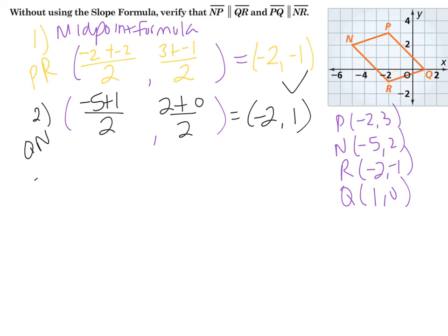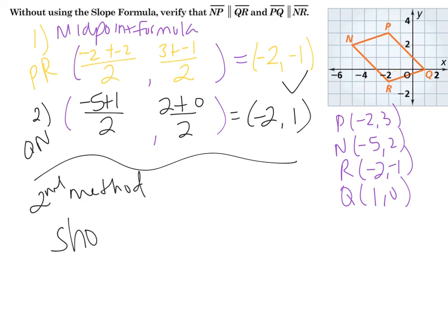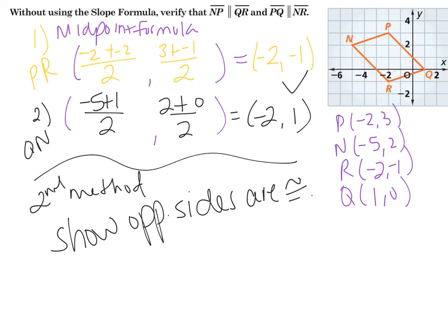Now, remember the second method would be to show that opposite sides are congruent. That would be using the distance formula like we did in the beginning, the first example. Use the distance formula and show the opposite sides are congruent. And then that would be enough to prove that the opposite sides are parallel.